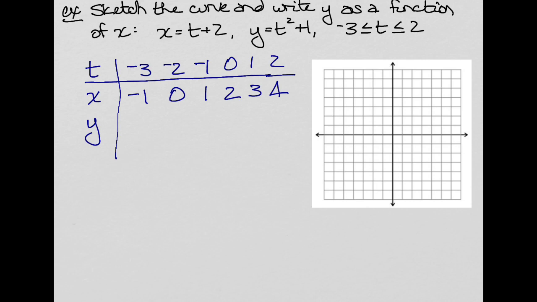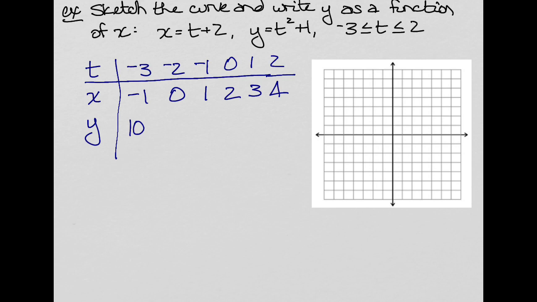And I tend to go across. You certainly can go down and do x and y for the same value of t. It doesn't matter. We'll get them all in the end. When t is -3, y is t squared plus 1. -3 squared is 9. 9 plus 1 is 10.